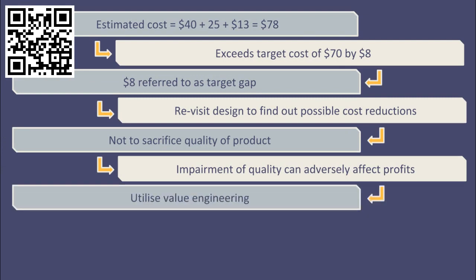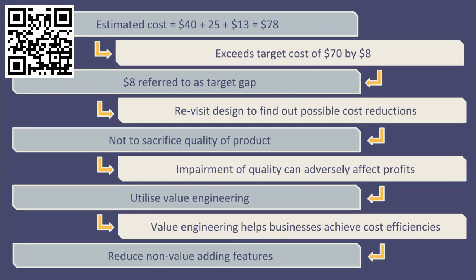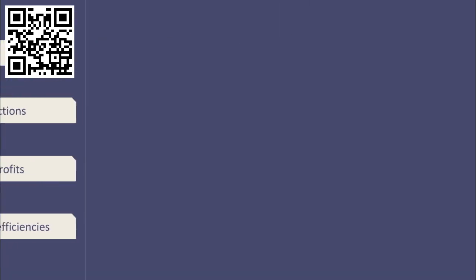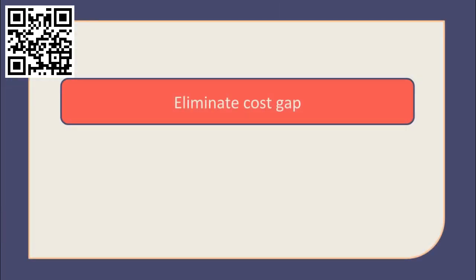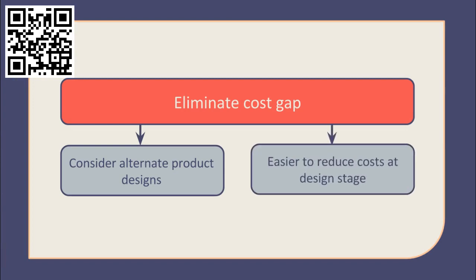Value engineering is a term often associated with target costing at this stage of the process. Value engineering helps businesses achieve cost efficiencies and meet their cost and profitability targets. Attention therefore should be focused more on reducing the cost of product features perceived by the customer as non-value adding. To eliminate the cost gap, a company could consider alternative product designs. It can often be easier to reduce costs at the design stage of a product than during its production stage.